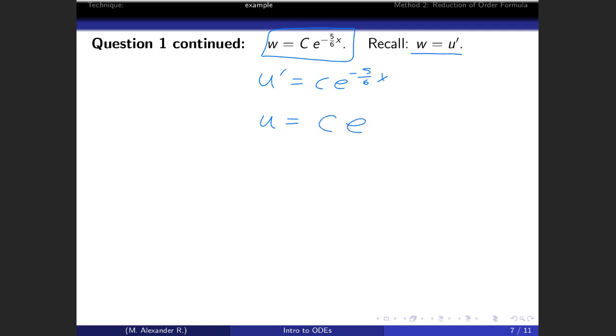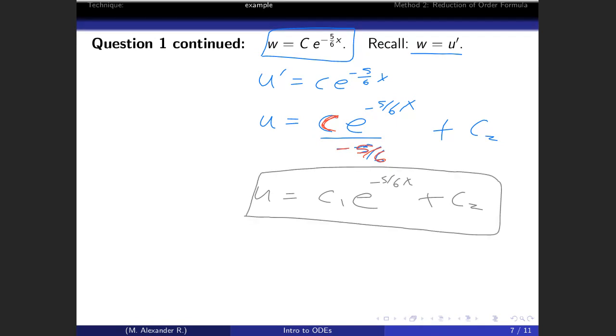So this is going to be c e raised to the negative 5/6 x, technically divided by negative 5/6, and then plus another constant. Let me call that constant C2. All right, so now here is another place where we have to play around with the constants. So C is a constant that we don't know. So C divided by negative 5/6 is still a number that we don't know. So we're just going to relabel this as C1 e raised to the negative 5/6 x plus C2. All right, so that is our u function.